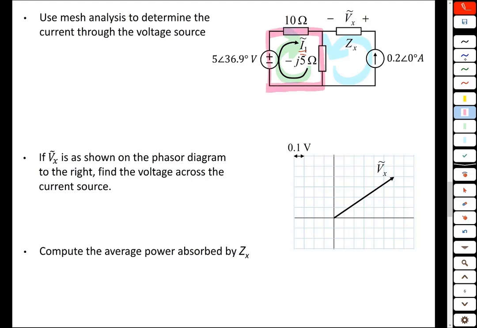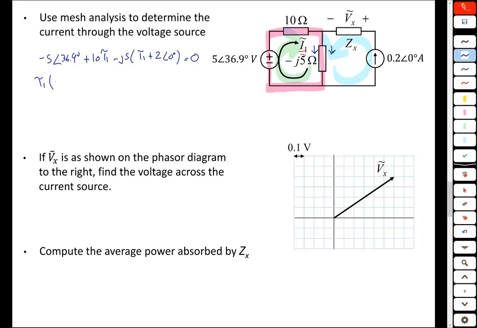along this left mesh. We're going to sum the voltage drops. So we get minus 5 at an angle of 36.9 degrees, plus the voltage drop across the 10 ohm resistor, so it's 10 times its current, which is this unknown variable I1, minus J5 times the current through this, and basically we have a current of I1 and then a current of 2 at an angle of 0. So it's I1 plus 2 at an angle of 0. The sum of all those voltages is equal to 0.